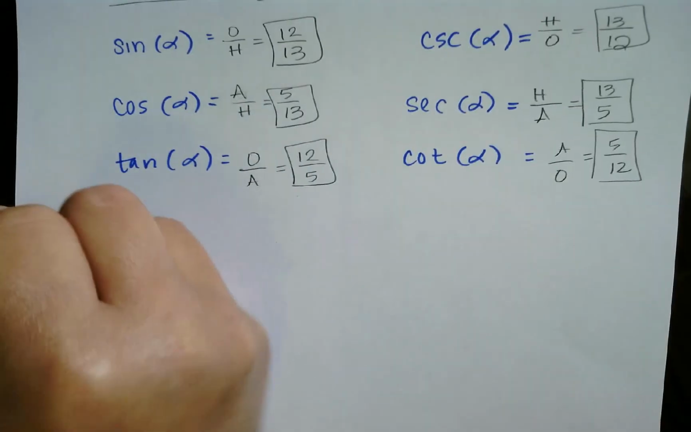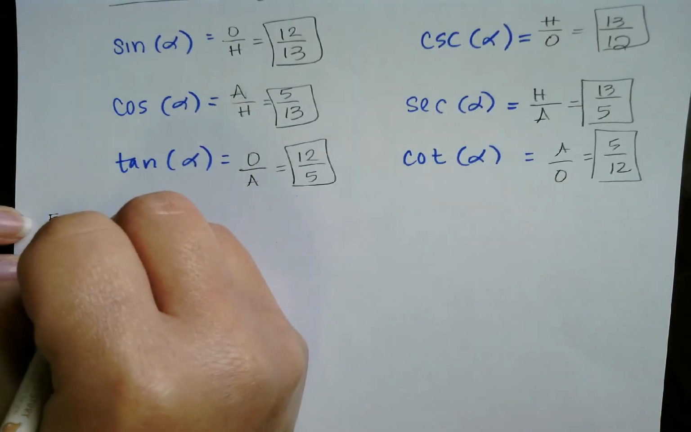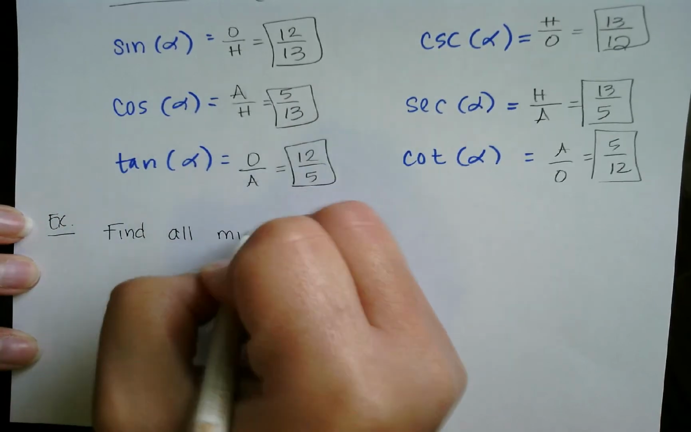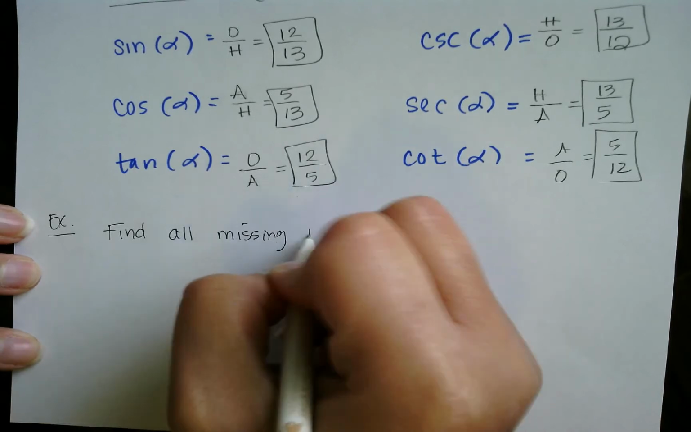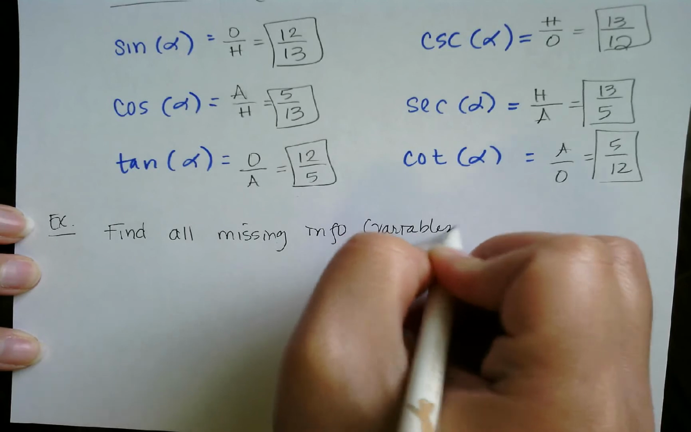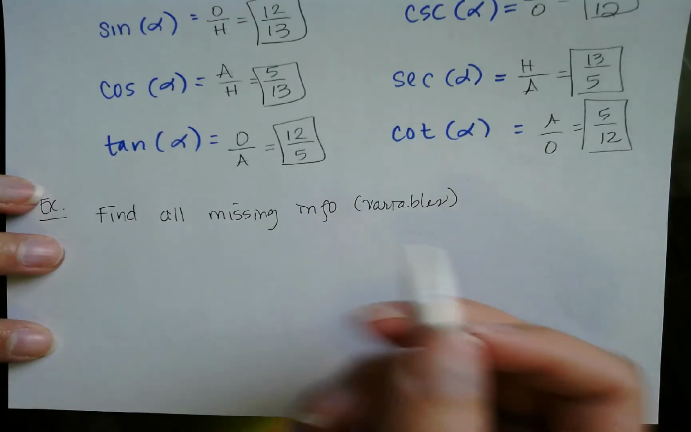So here's an example. Find all missing info, i.e. the variables. Okay, and here's a triangle.